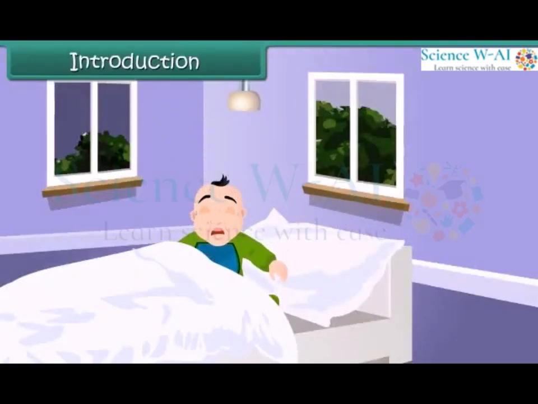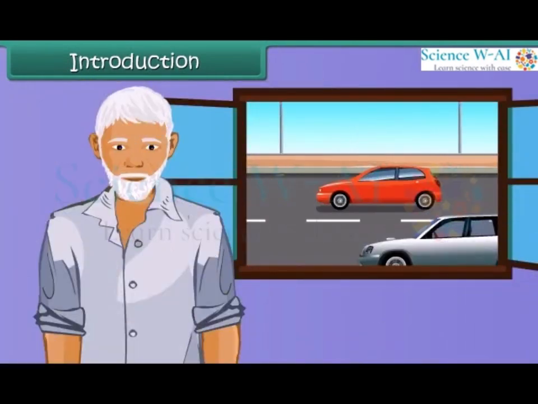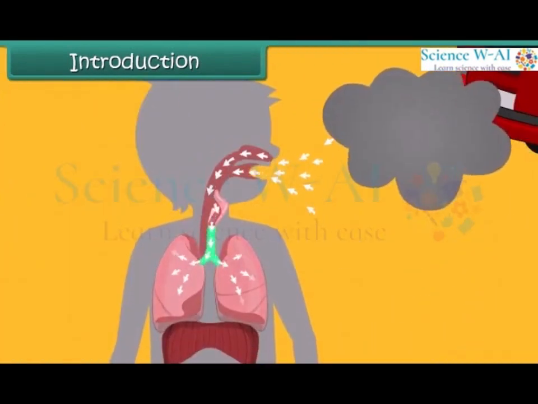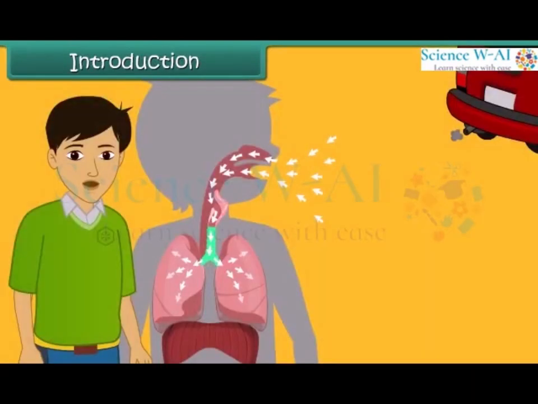Introduction. The little girl is crying. She is finding it difficult to breathe. See this old man. He lives in the busy area of a city. He is suffering from lung disease. Air pollution is the root cause of their sickness. In this lesson, we will study the harmful changes taking place in our surroundings and their effects on our lives.